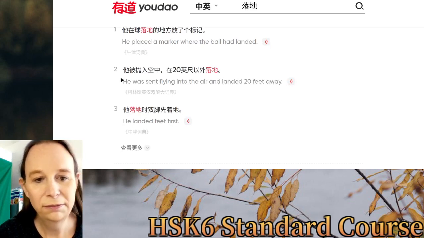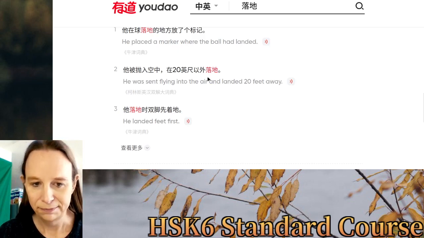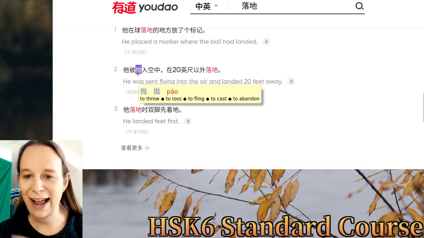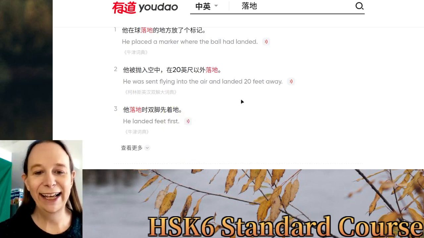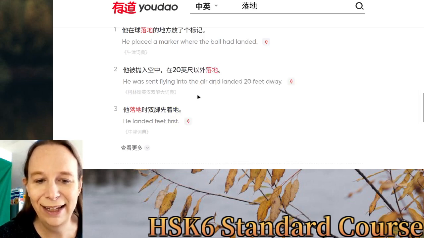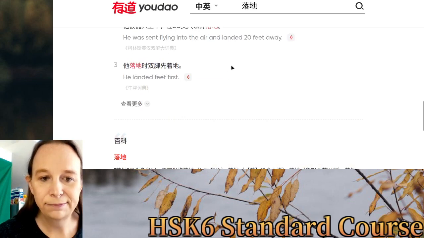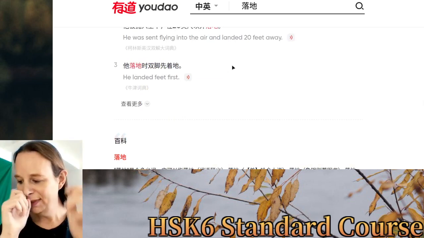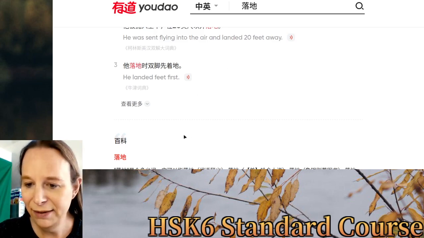他被抛入空中,在20英尺以外落地. Okay, so he went flying, like he as a person went flying. He landed 20 feet away, hit the ground 20 feet away. 他落地时,双脚先着地. Feet first, yeah. 落在地上.